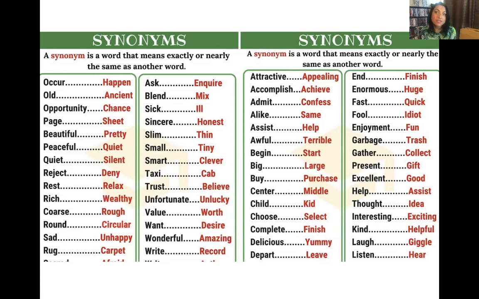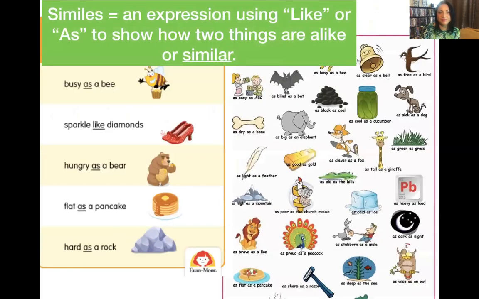Did you choose any of these? You might have more. Let me know what else you have. Similes. Remember, these are similar, but use as or like to compare. So, busy as a bee. She's busy like a bee.